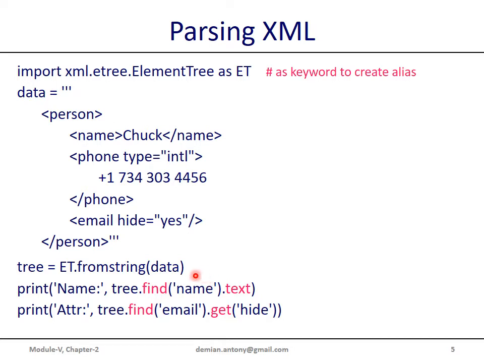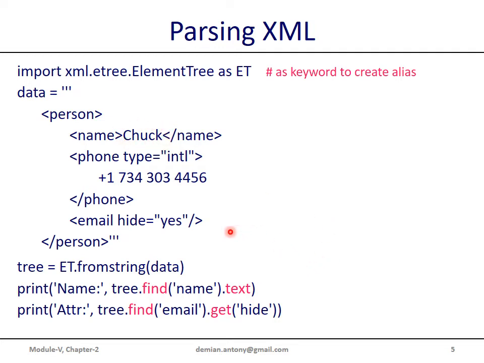Tree.find of element will identify the first matching element, and .text is an attribute, actually a read-only property which returns the text. Ultimately, this statement will print CHUCK: the first element, find name, and the text is nothing but this.